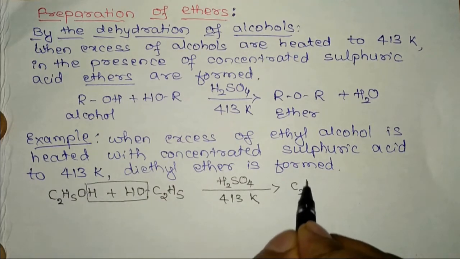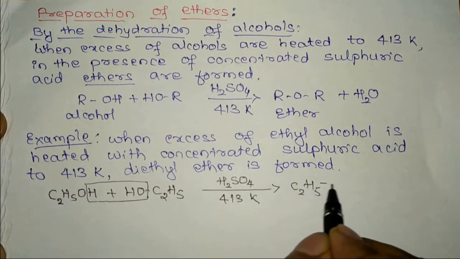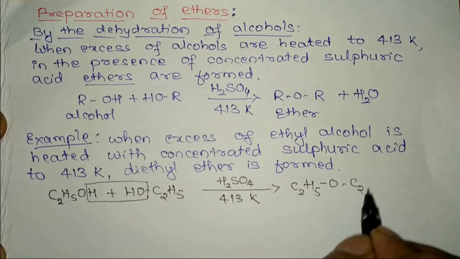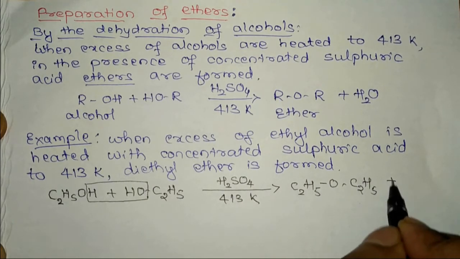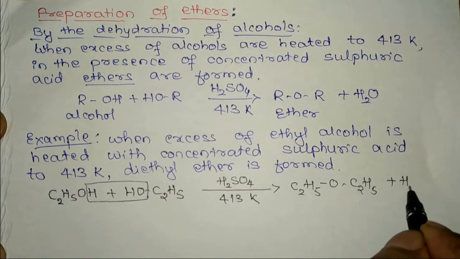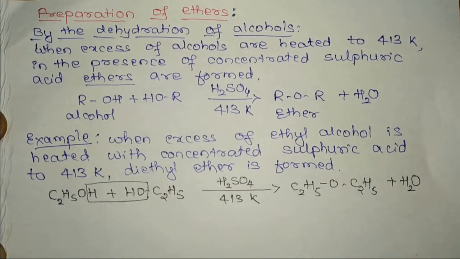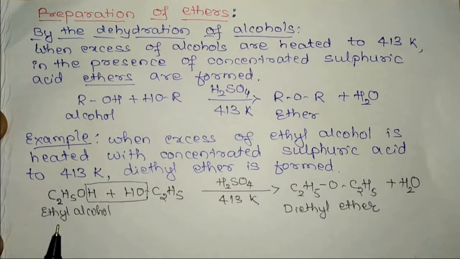You are going to get C2H5OC2H5 plus H2O. Excess ethyl alcohol when heated to 413 Kelvin in the presence of concentrated sulfuric acid gives diethyl ether. Now let us discuss the mechanism of this particular conversion.